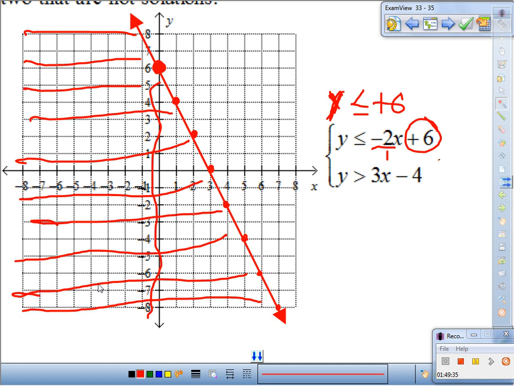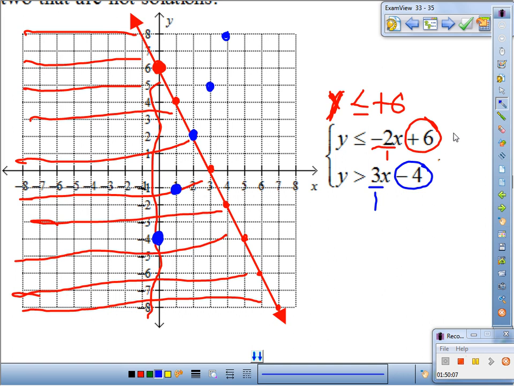All right, let's go with the second one. I'm going to switch to blue. Where do I start? At negative 4. Where's negative 4 at on the y-axis? Down here. And what is my slope? 3 up and 1 to the right. 1, 2, 3, 1 to the right, plot your point, do it again. Repeat that for each point, and then graph your line.